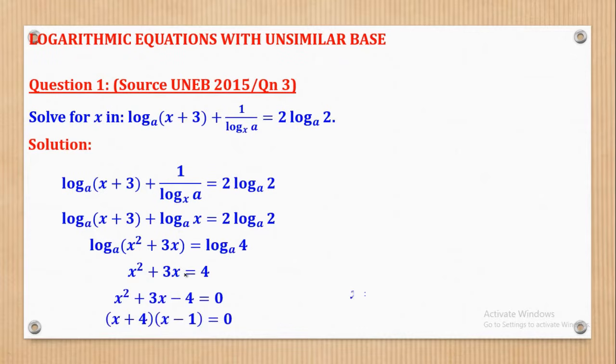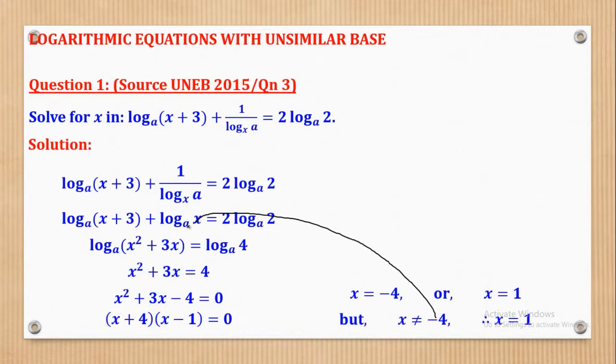Now when I use factorization, I'll come up with these factors, and therefore x will be equal to -4 or x will be equal to 1. But x cannot be equal to -4 because when I put -4 here, log base A of a negative number is impossible. Therefore x will be equal to 1.